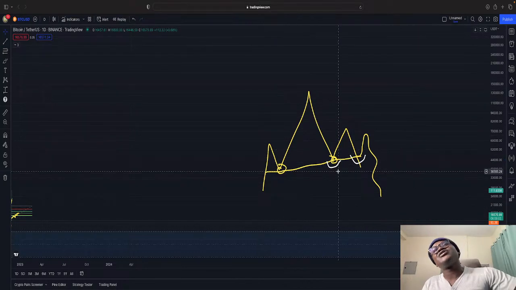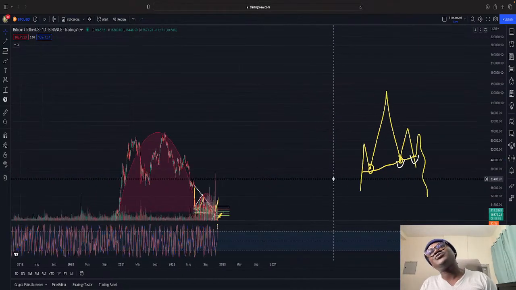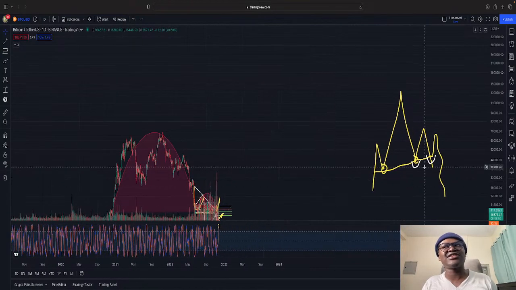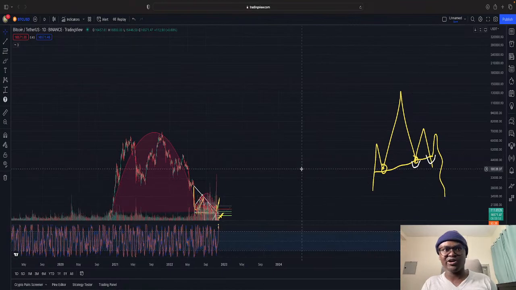So you always want to make sure. How do you do that? You look at the stochastic. Yes, you look at the stochastic. Is the stochastic overvalued here or undervalued?